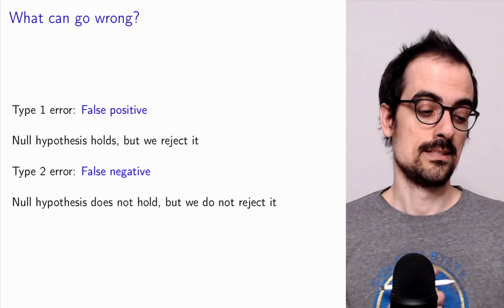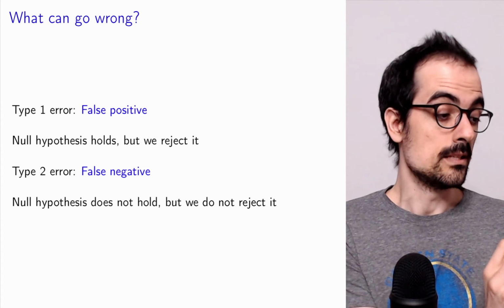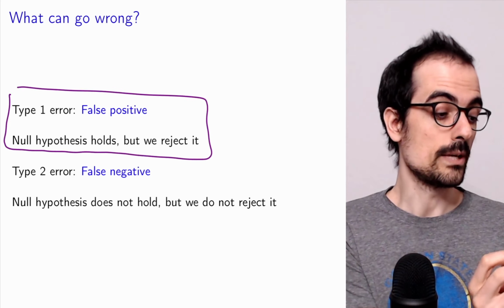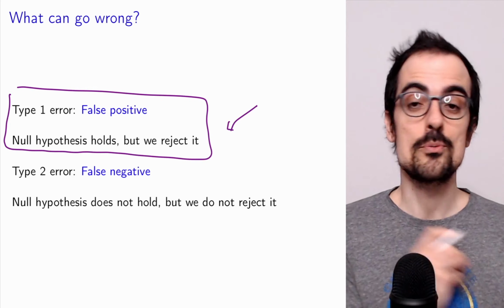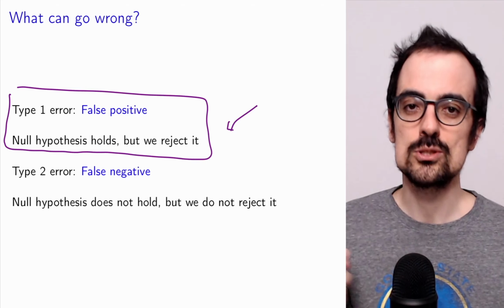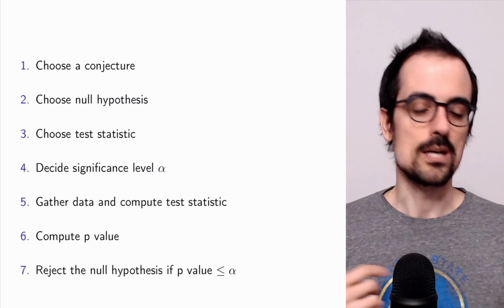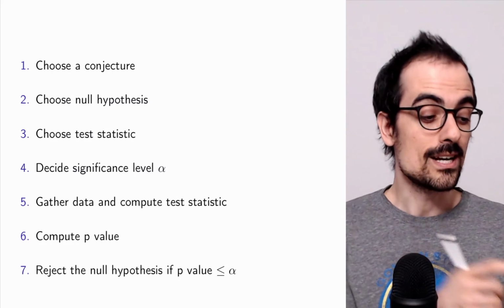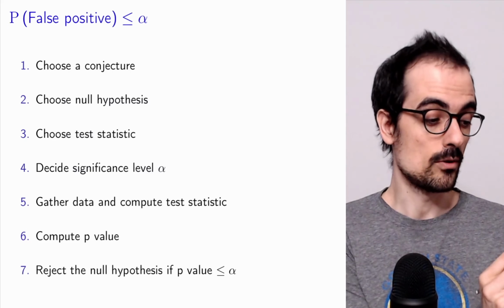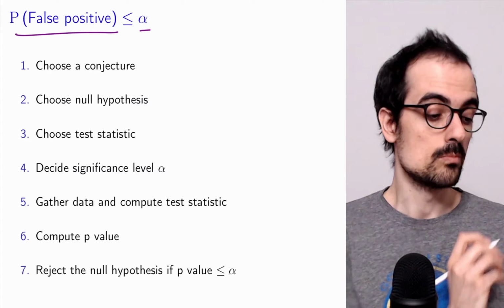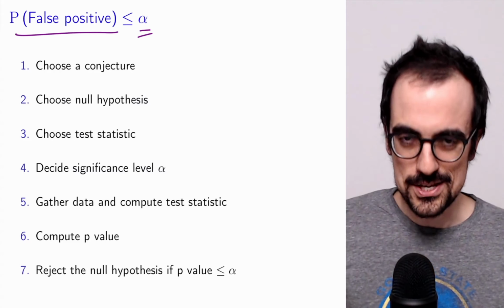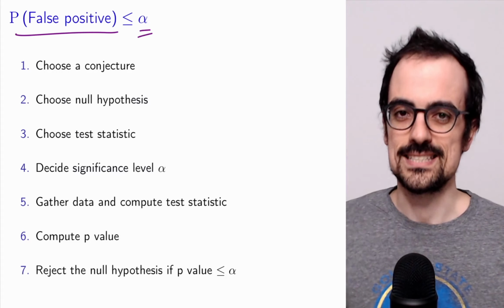And as I said in the introduction, the hypothesis testing framework is built so that we have very precise guarantees about false positives. In particular, if we follow all of these steps, then we're guaranteed that the probability of a false positive will be smaller or equal to the significance level. This is not immediately obvious. We're going to prove that this is the case.